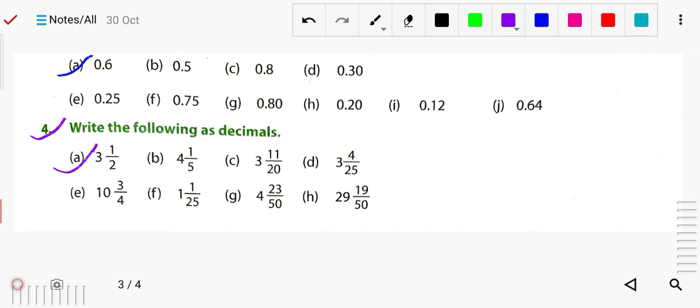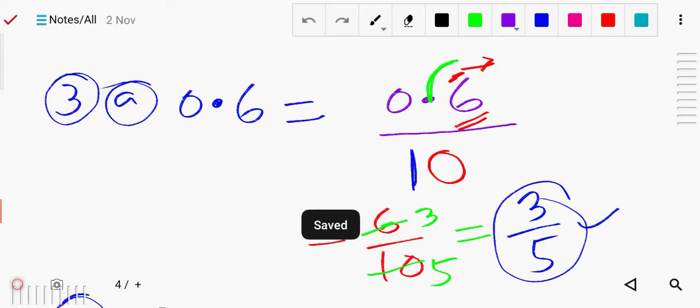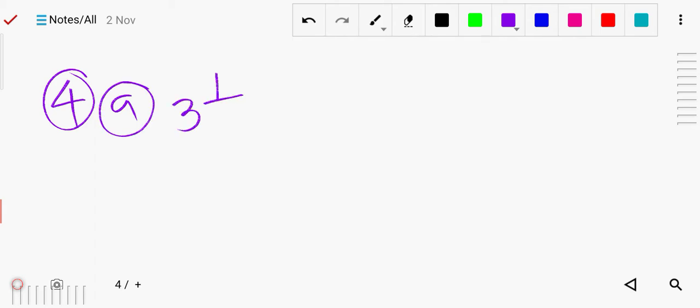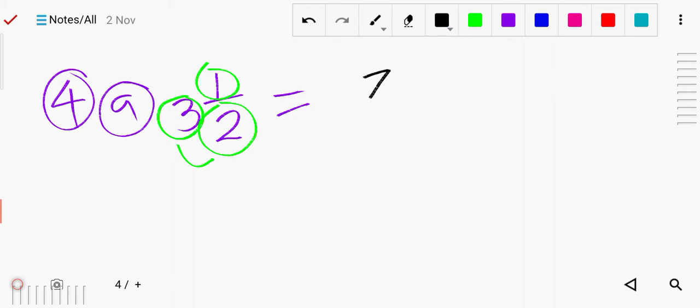Now let's solve question number 4a, 3 and 1 by 2. The first step, very important: this is a mixed fraction. So first of all you have to convert mixed to improper. This 3 into 2 we will multiply, so 3 into 2 is 6, plus 1 is 7, and the denominator part we will keep, so it is 7 by 2.